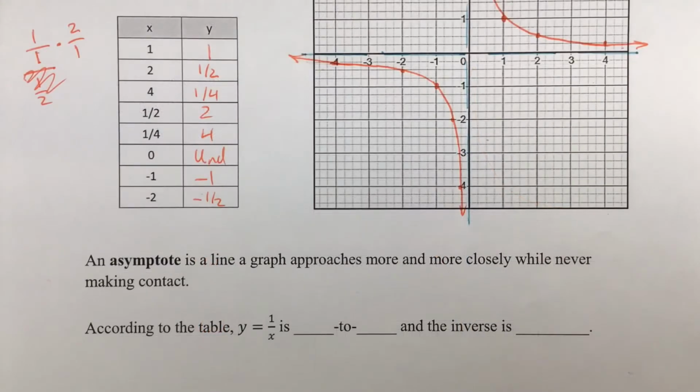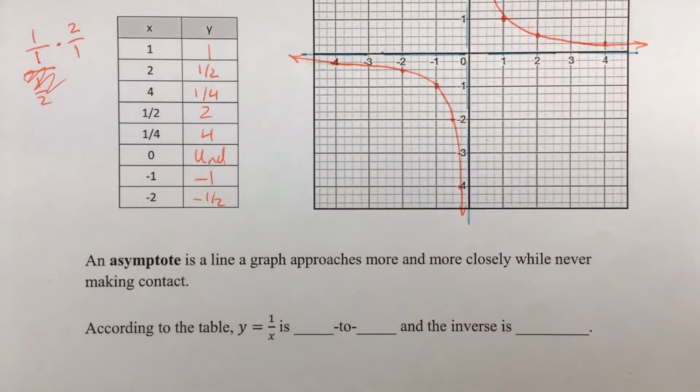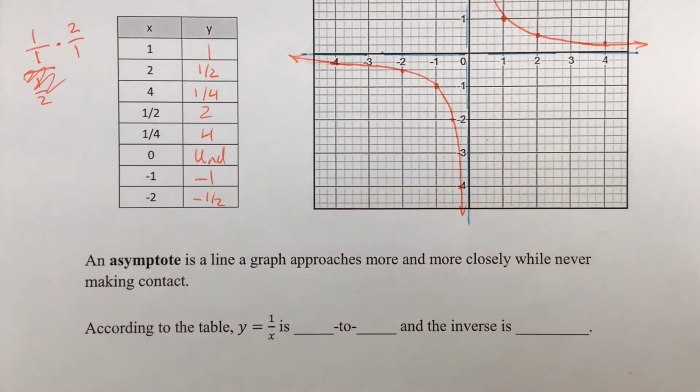All right, just a couple of things here to address real fast. An asymptote is a line a graph approaches more and more closely while never making contact. The graph is going to get closer and closer to the y-axis, but it never actually makes contact. And over here, it's going to get closer and closer to the x-axis, but never make contact. So those are your asymptotes.